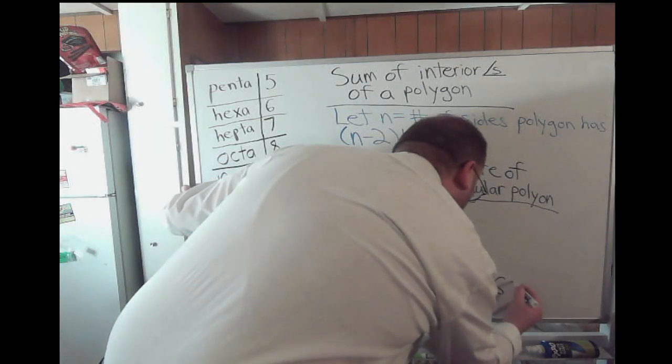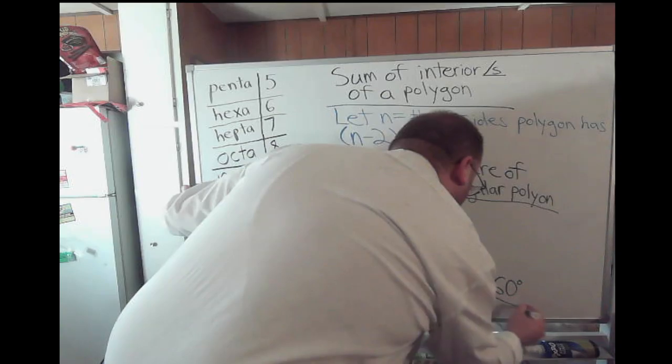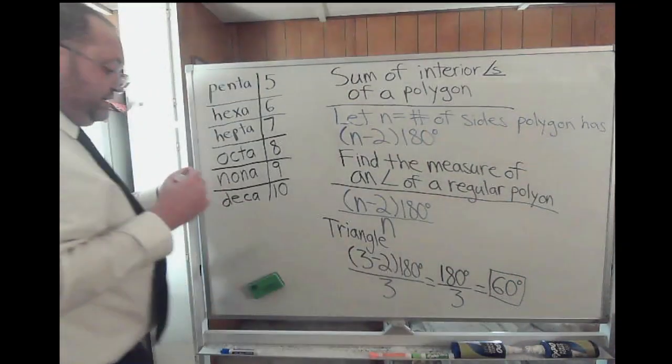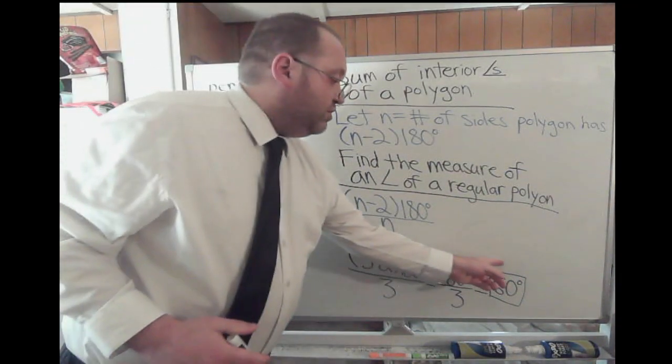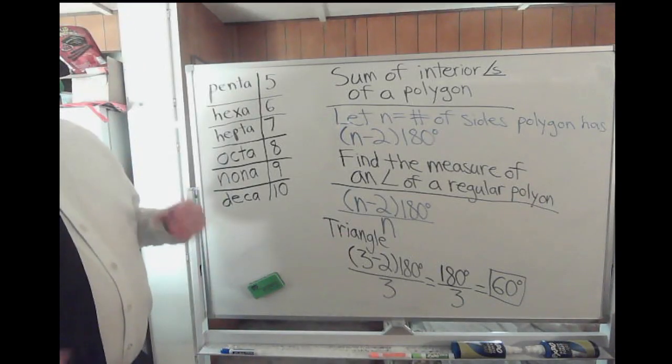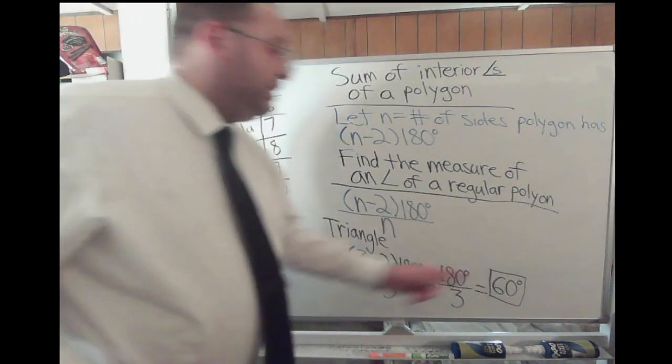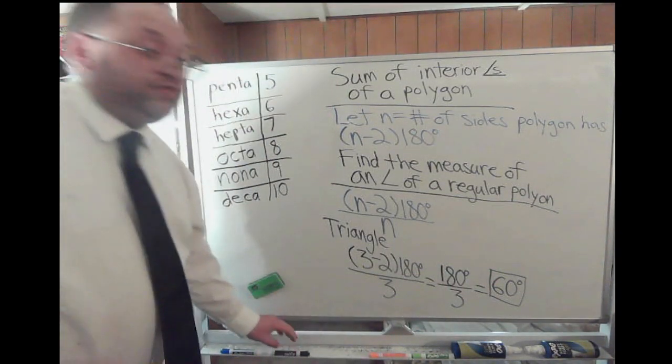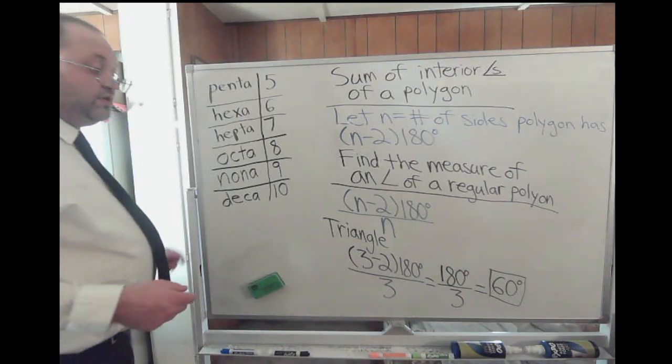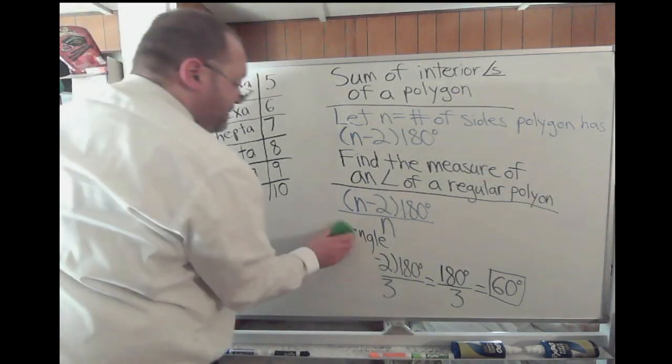So for a triangle, a single angle of a regular triangle or an equilateral triangle is 60 degrees. And you would have 3 60-degree angles, they'd add up to 180. So that's correct.